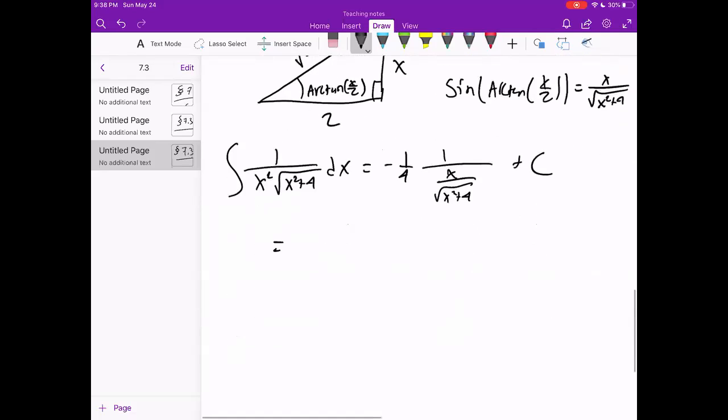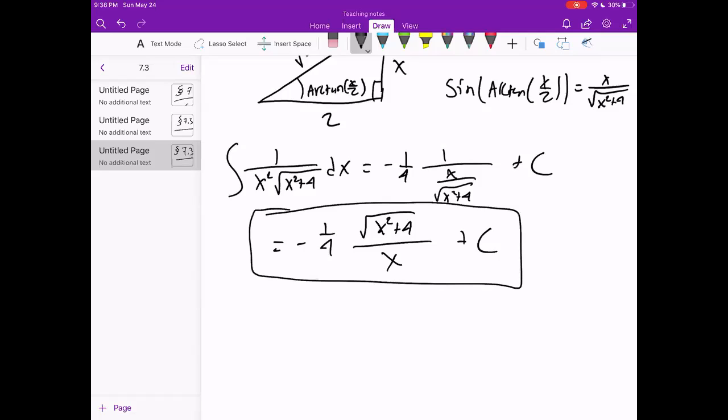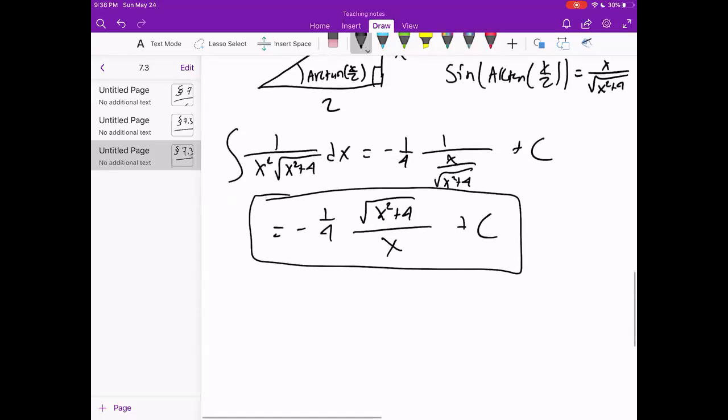This simplifies just a little more. This is minus 1/4. I can flip that up top: square root of x squared plus 4 divided by x plus a constant. And that's my final answer. It's in terms of x now. So again, you have to do a couple of these yourself. They are difficult, but when you do them, it's the same thing over and over. It's just a method, so it becomes easier.